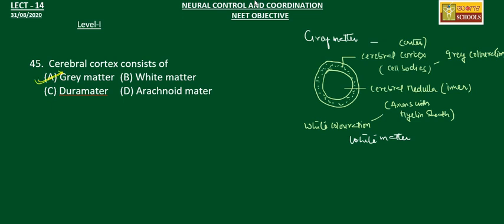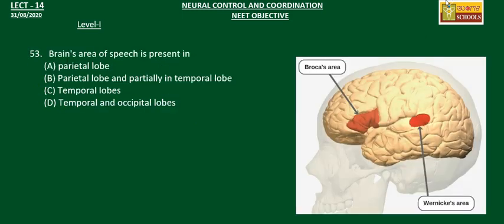And dura mater and arachnoid mater, both are meninges. So these two are meninges that cover the brain, right? So the next question, brain's area of speech is present in.